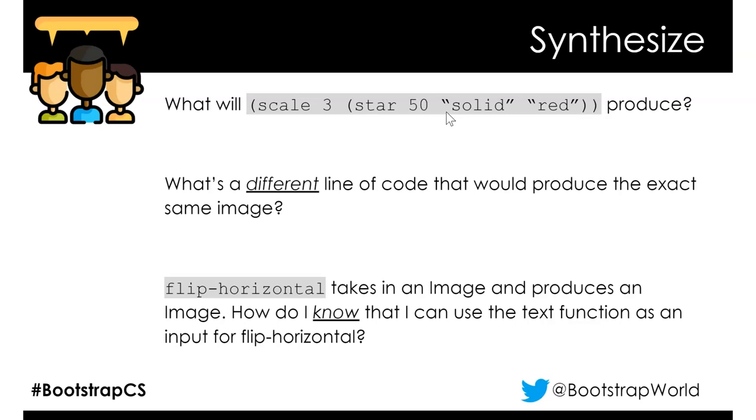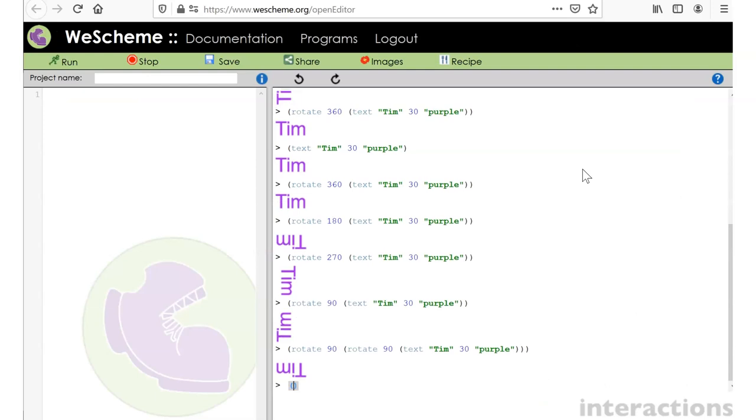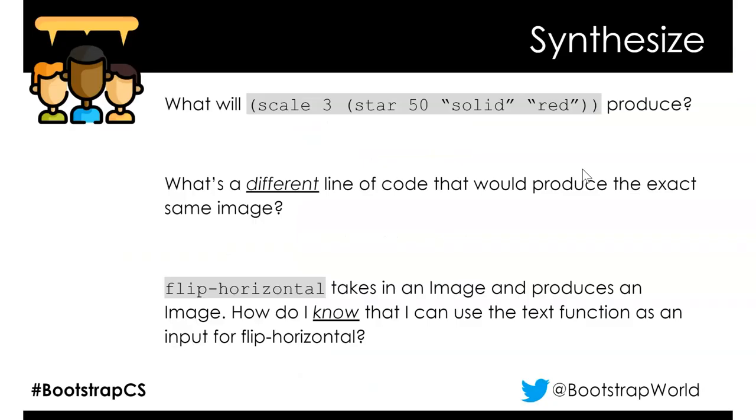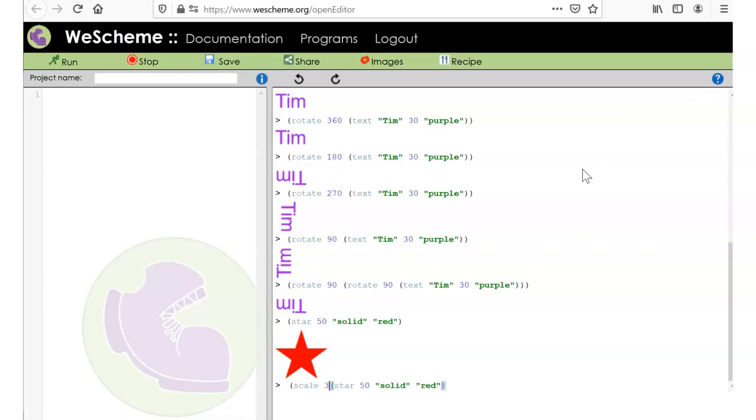All right, let's just guess what this is going to produce. Scale 3, star 50, solid red. So I'll start from the inside. Well, a star 50 solid red is going to be a star that's going to be size 50, which is not too big. And scale 3 is going to make it 3 times bigger, right? So star 50 solid red. All right, and Alt up, and what did it tell us to do? Scale 3. Scale 3, I would expect a much bigger star. Yep.